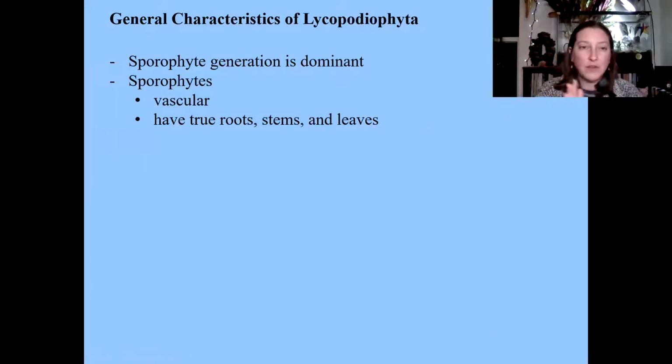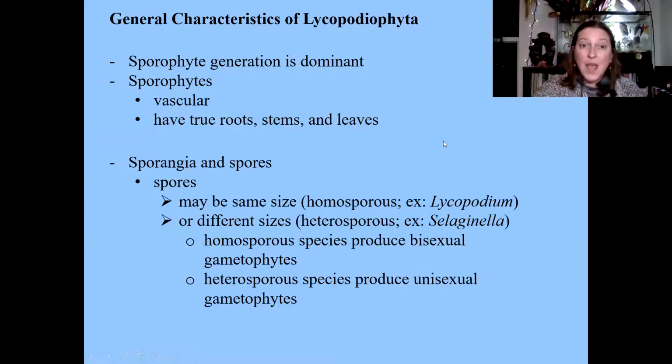General characteristics of the sporophyte. The sporophyte generation is dominant. We're in the vascular plants, so we should already know that. In addition to being vascular, sporophyte plants have true roots, true stems, and leaves. And this is a new concept, but something that we'll see many times going forward.